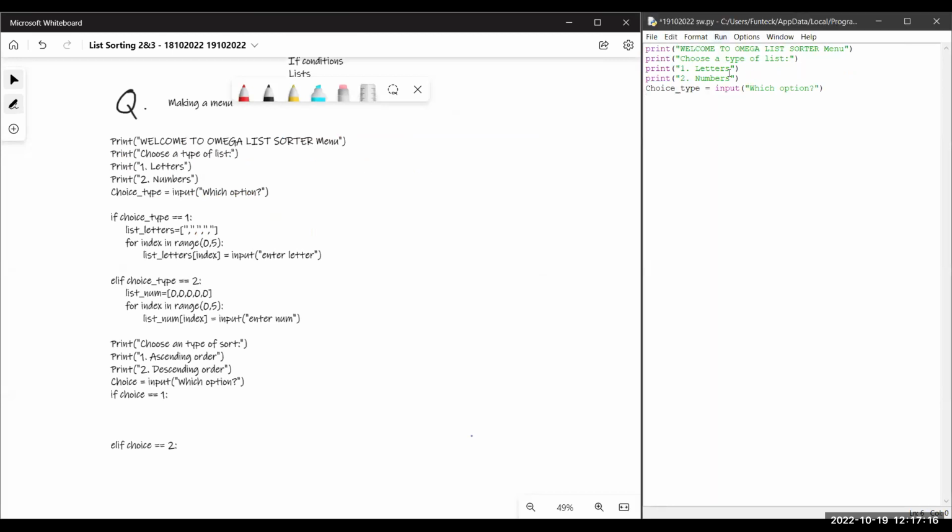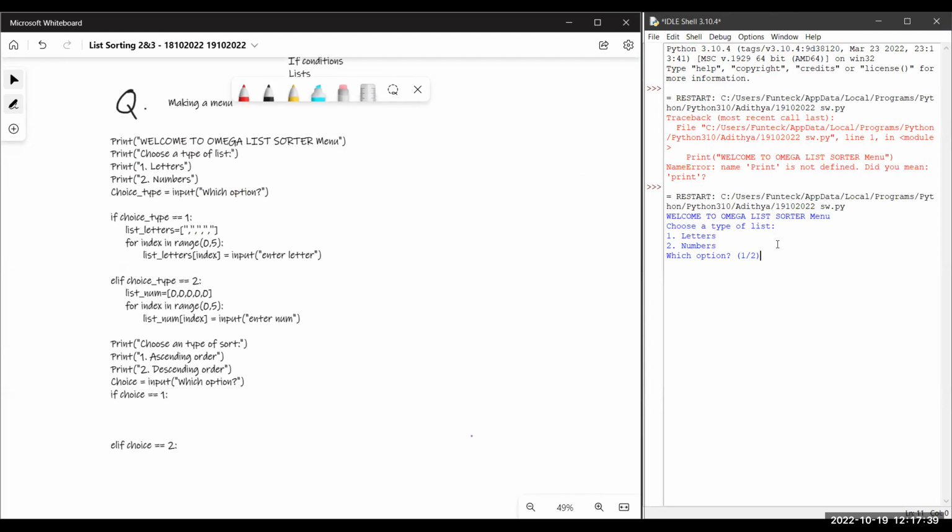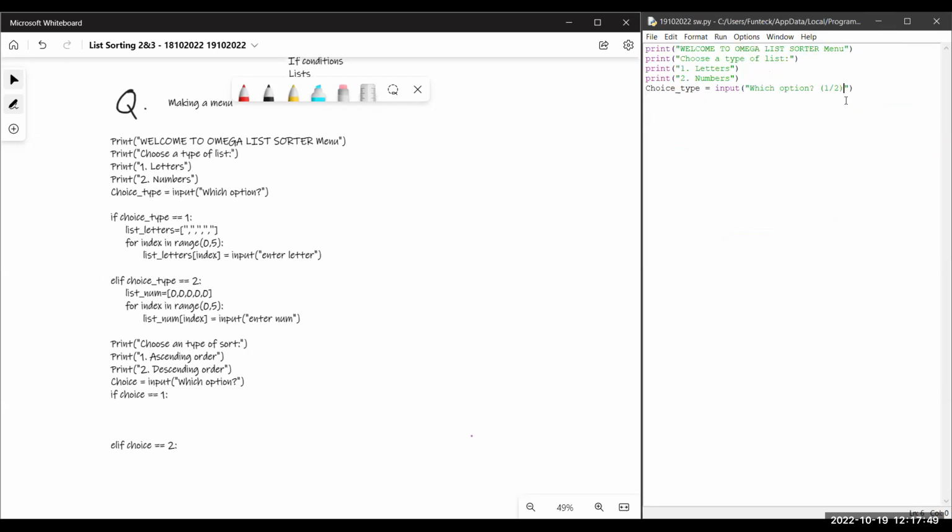Let's first run this. Look at my menu: we say welcome to Omega List Sorter menu, and choose a type of list. Which option? We'll just give the option 1 or 2, and then we'll run this. Let's run it, and we get the option. Fine, perfect. And I'll give the answer as, let's say, 1. Perfect. So far my menu works.